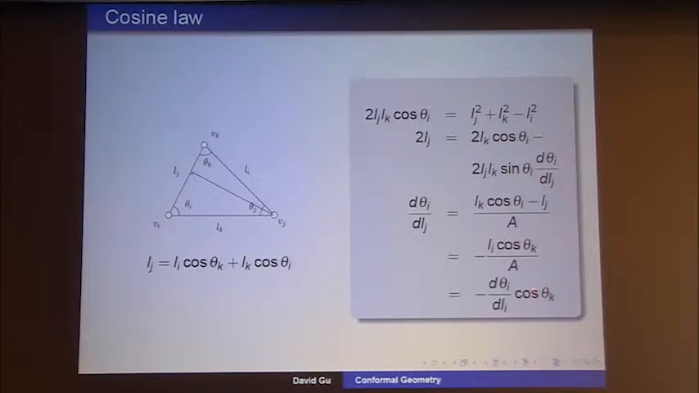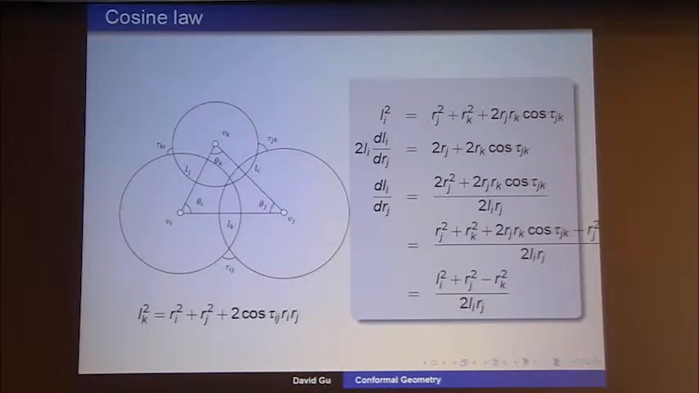Then similarly, we calculate the partial derivative of theta I with respect to the edge length Lj. Okay, theta I, Lj here. Then here we get a formula. Then if we replace the edge length using the circle radii, we can get the partial derivative of the edge length Li with respect to gamma j, Rj. So everything is an explicit computation.